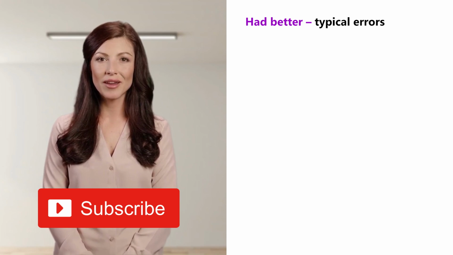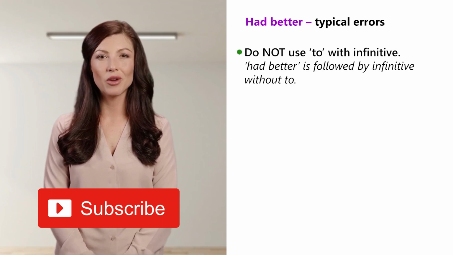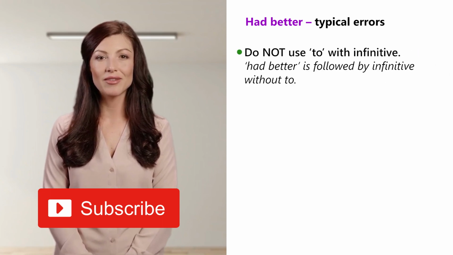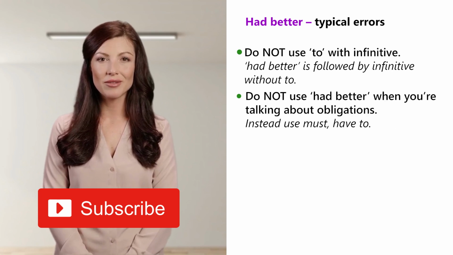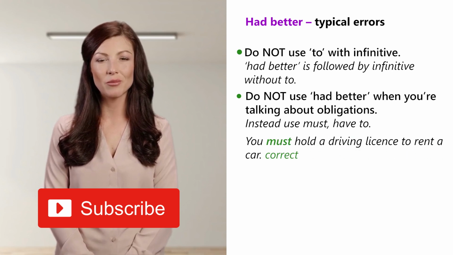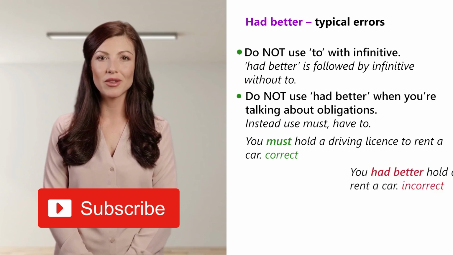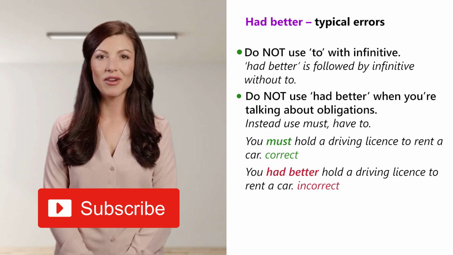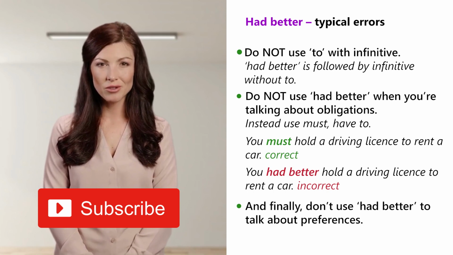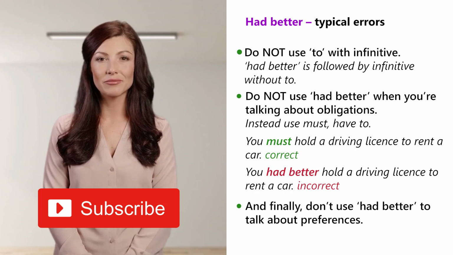The second common error is to use to with the infinitive. Remember, had better is followed by the infinitive without to. Then don't use had better when you're talking about obligations or requirements. Instead use must or have to. For example, you must hold a driving license to rent a car. Correct. You had better hold a driving license to rent a car. Incorrect. And finally, don't use had better to talk about preferences.